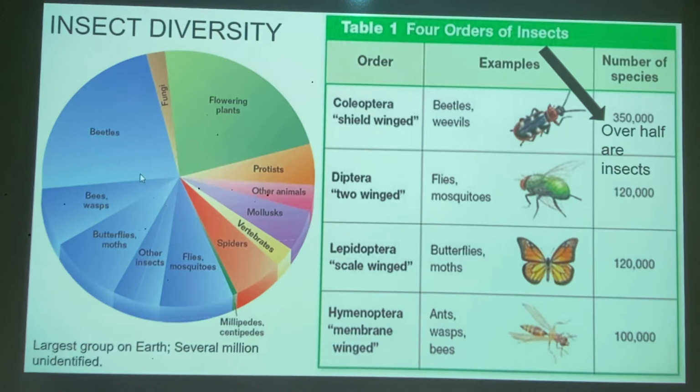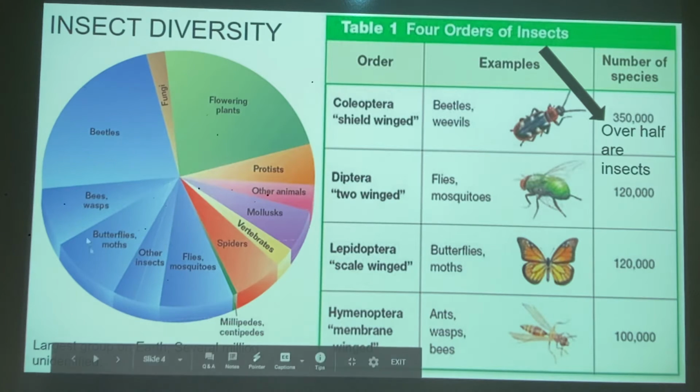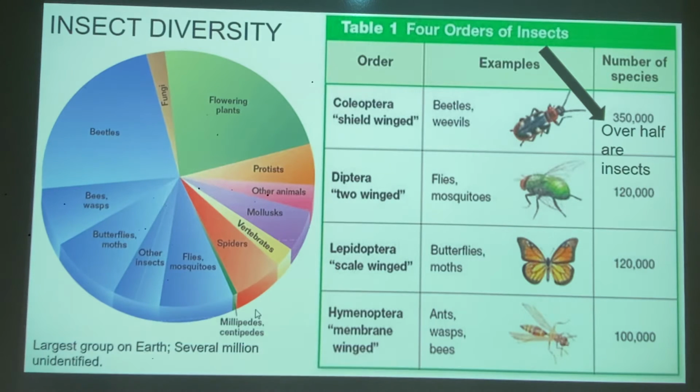So that includes vertebrates, which is us, polar bears, goats, cats, everything else. The mollusks we've already studied. Protist plants take up quite a bit. But look at insects. Over half of our species include insects on Earth. And they say that there are several million that are still unidentified.